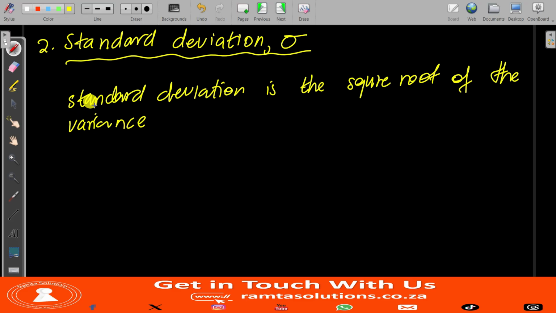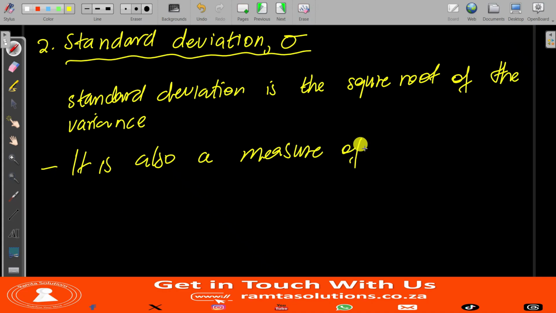Remember, we said standard deviation and variance are measures of dispersion, right? This standard deviation can also be referred to as a measure of uncertainty. It is also a measure of uncertainty.